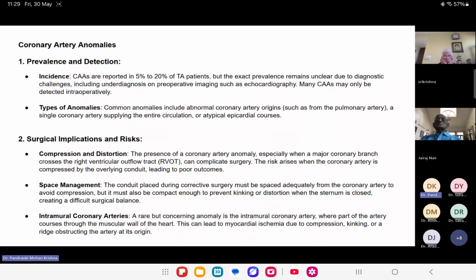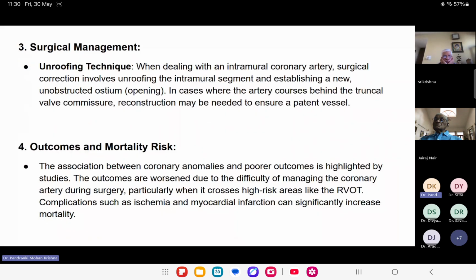Surgical implications: compression and distortion usually occur in relation to the repair of truncus arteriosus with an RV to PA conduit. There is also the problem of space management in a small chest with an extracardiac conduit. Then intramural coronary arteries are a rare but concerning anomaly, which can lead to myocardial ischemia, compression, kinking, and ridge obstruction in the coronary arteries. So unroofing has to be done. Surgical correction involves unroofing the intramural segment and establishing a new unobstructed ostium.